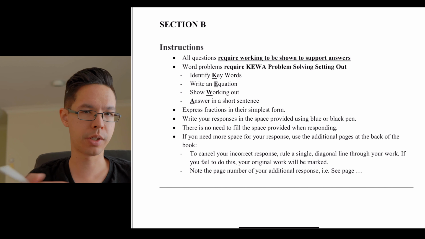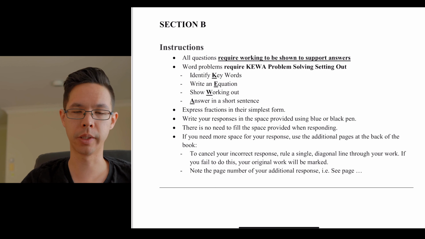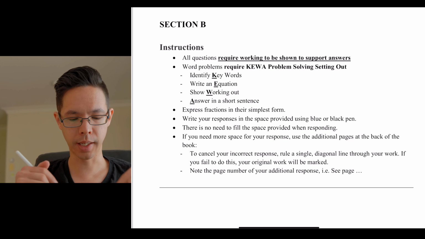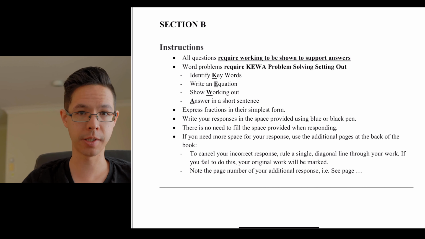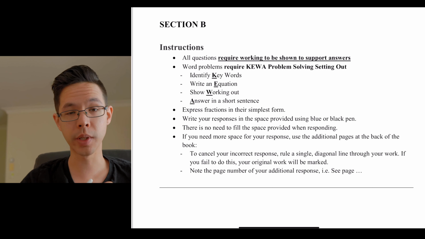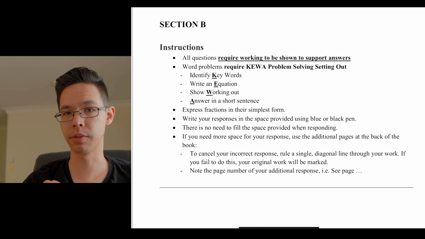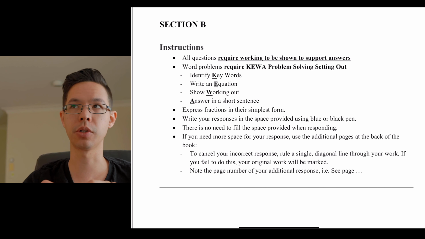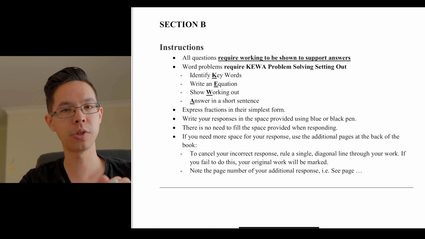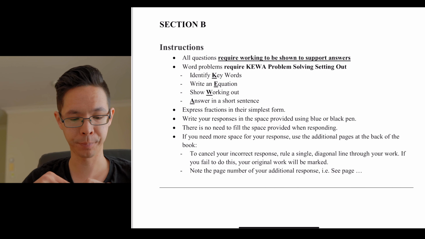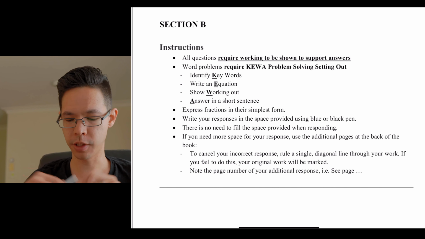And hopefully when you see it in action, you'll understand what it looks like. It also asks you to express your fractions in simplest form. So it's always good advice to leave your answer in simplest form whenever you have doubts. Should I simplify? Yes, you should, every single time where you can. Write your responses in the space.